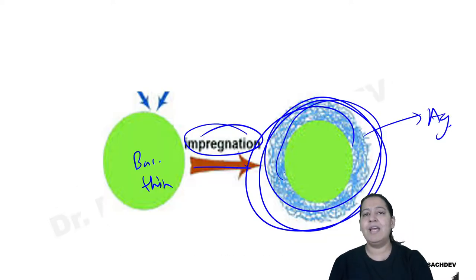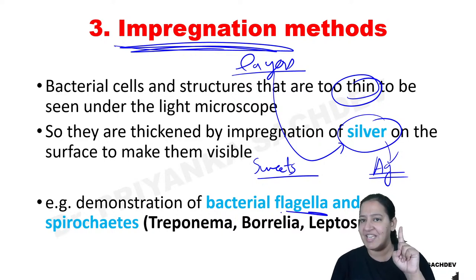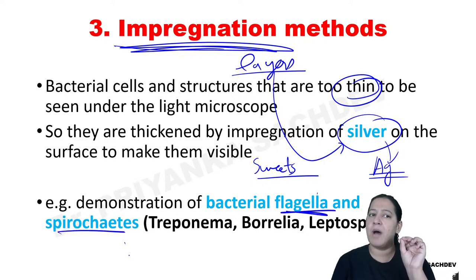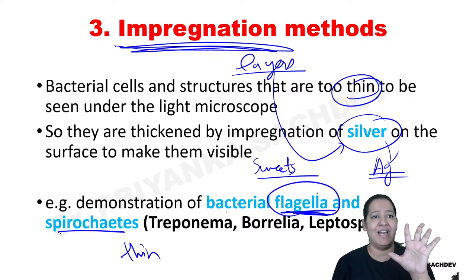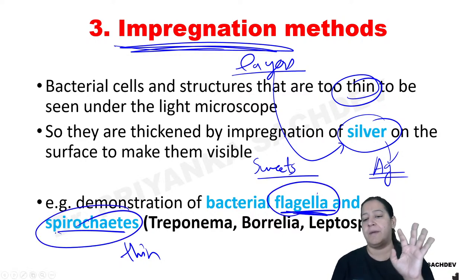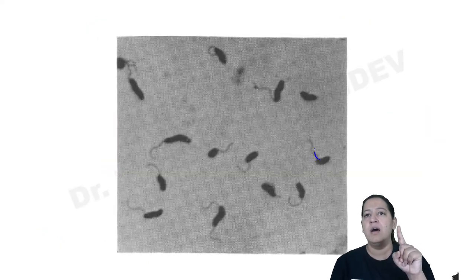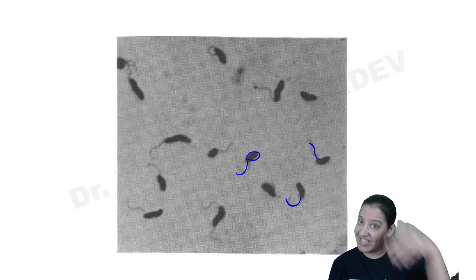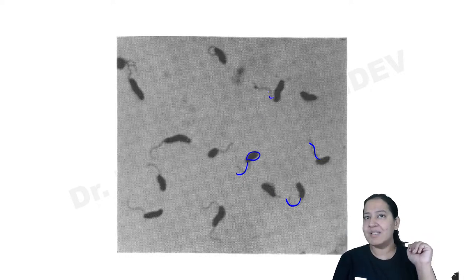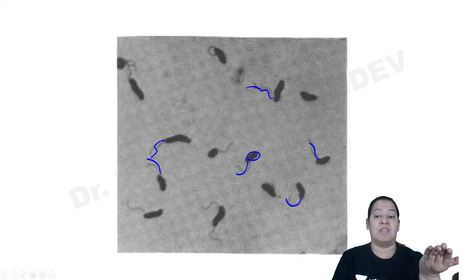So it is basically used for spirochetes, for flagella and spirochetes, because both of them are too thin. The flagella of bacteria are too thin, and spirochetes are also very thin. Can you see, this is a flagellated bacteria. The bacteria will be visible to you, but their flagella will be left out. You can't see the flagella. Flagella are very thin, so you use the impregnation method to see the flagella.